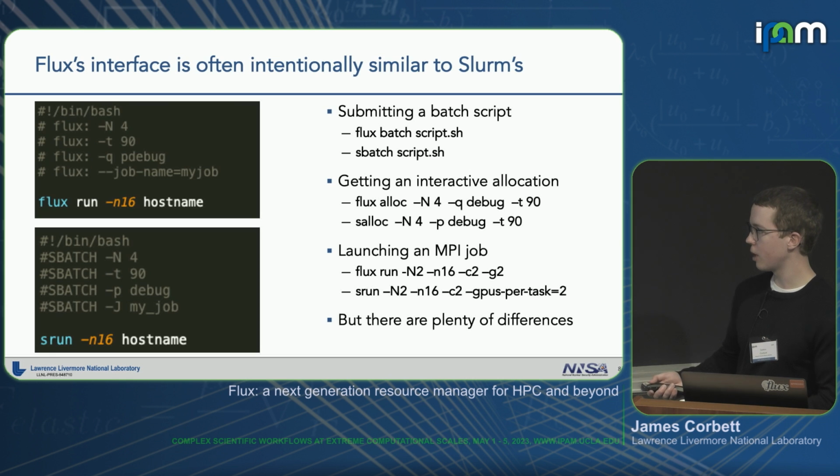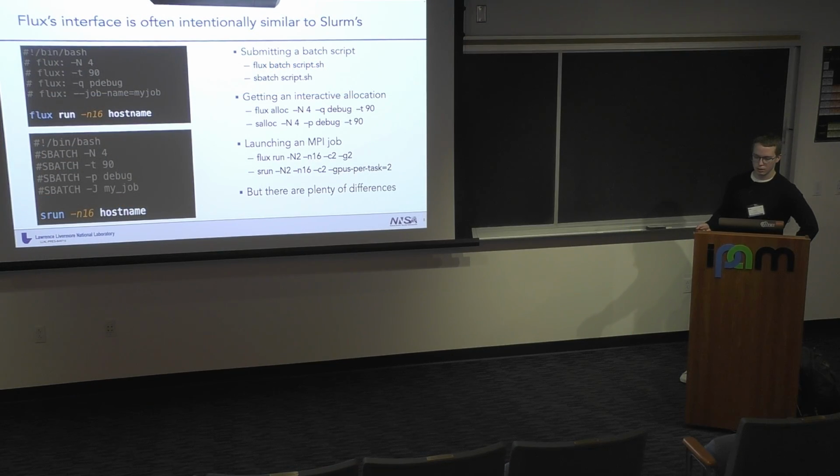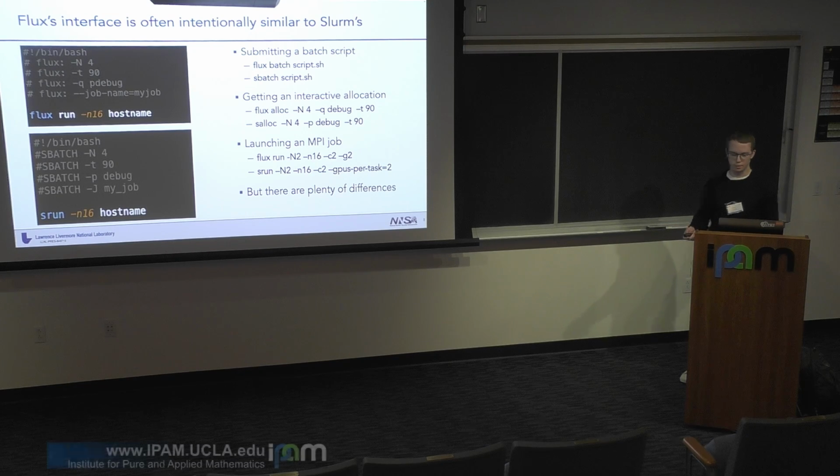And similarly, to launch an MPI application on 2 nodes with 16 ranks and 2 cores per task and 2 GPUs, the flags are basically identical. You can also see in the pictures I have up that a simple batch script for Flux is very similar to one for Slurm. Instead of #SBATCH, we have #flux, but by and large, the concept's the same.